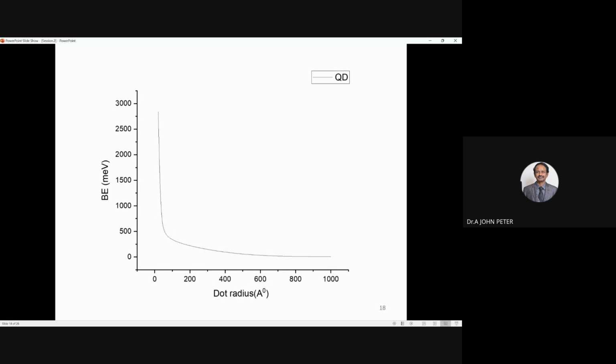One quantum dot we have done, and next we are going to see the quantum well also, and we can guess for the quantum wire. In all the cases, when we restrict and confine, we reduce the dot radius, wire radius, or well size for the quantum well problem. The binding energy should increase due to the confinement because you are restricting.